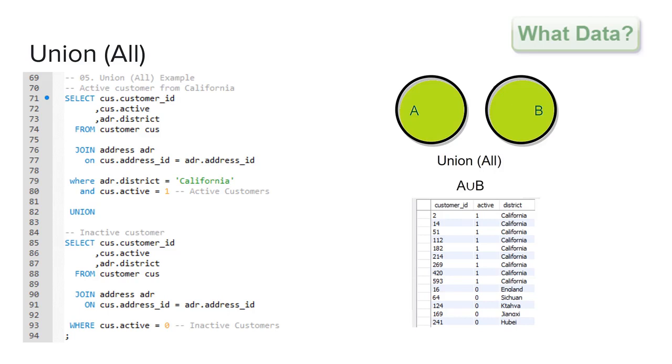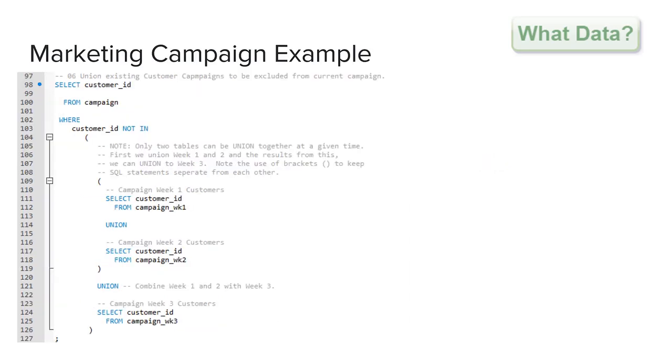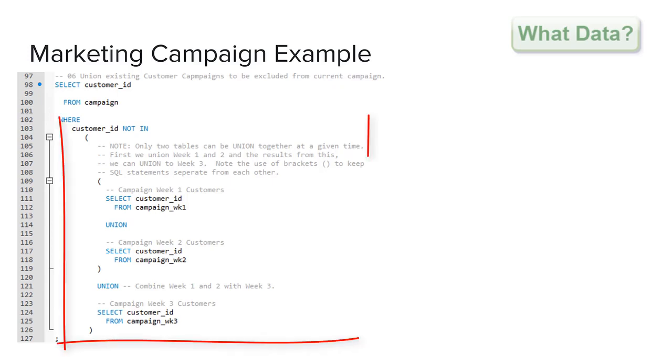There are many scenarios where we will want to join two or more sets of data together. Another example might be if we have been running a number of weekly marketing campaigns and we don't want to send out marketing information to the same customers for any of the subsequent weeks. We would then union the marketing campaign customers from the previous week's runs into a single table, which we can then use to exclude from our next set of customer campaigns.